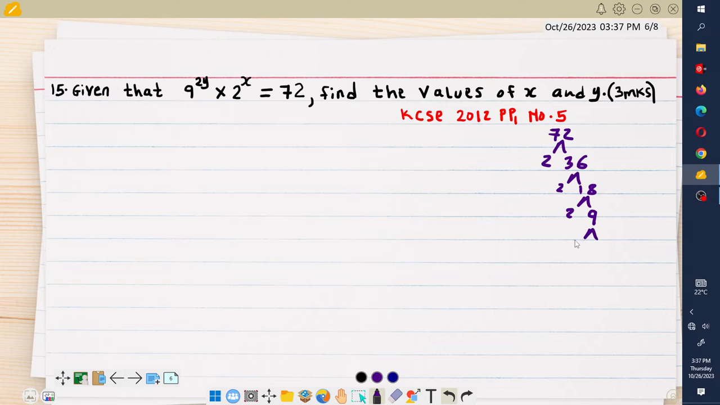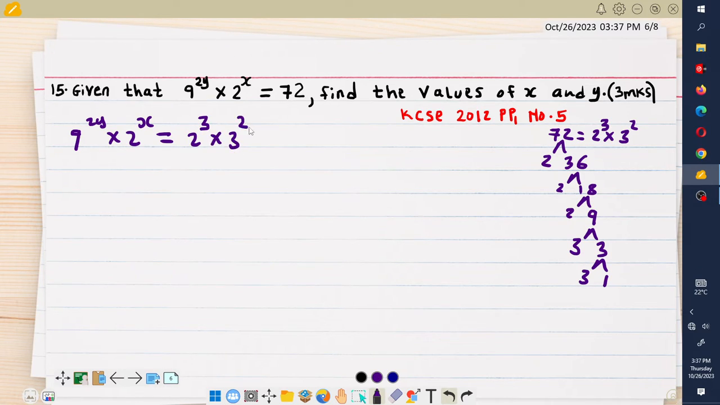Then of course 3 into 9, you are going to get 3. Then 3 into 3, you are going to get 1. So this one means 72 is the same as saying 2 to the power of 3, then multiplied by 3 to the power of 2. So this is going to give us 9 to the power of 2y, then multiplied by 2 to the power of x is equals to 72. So 72 is 2 to the power of 3, then multiplied by 3 to the power of 2.